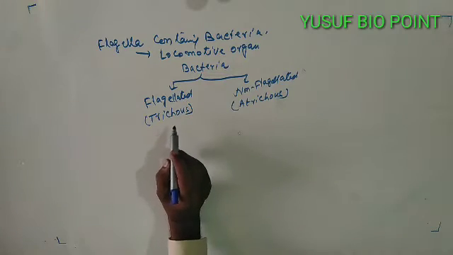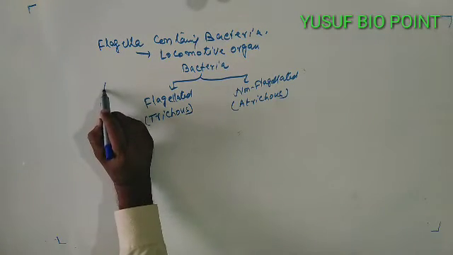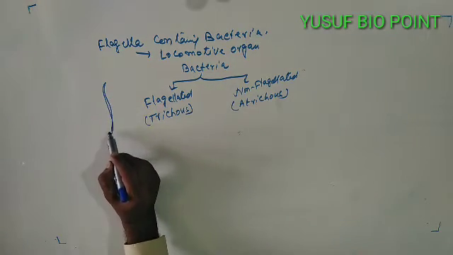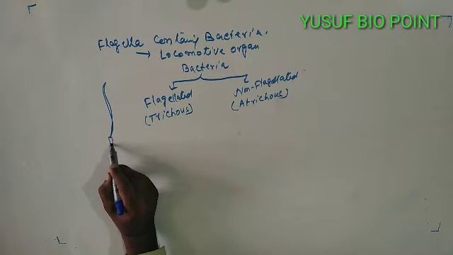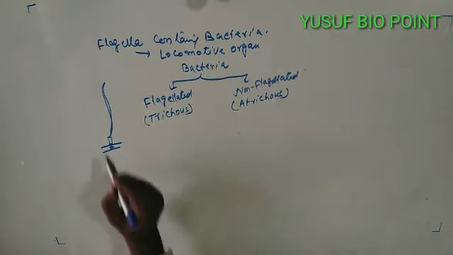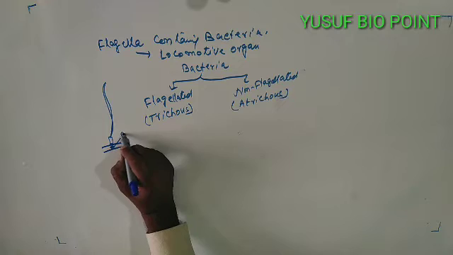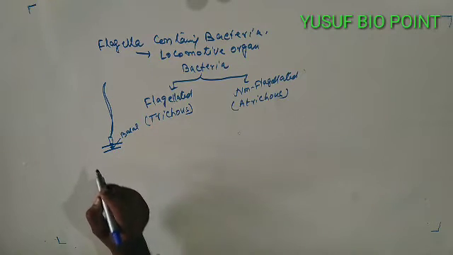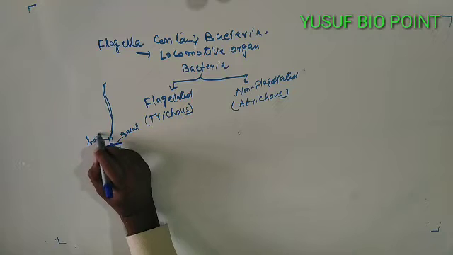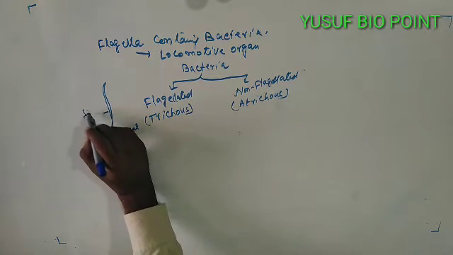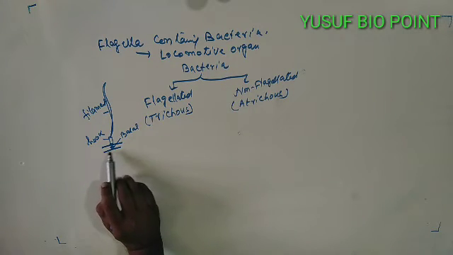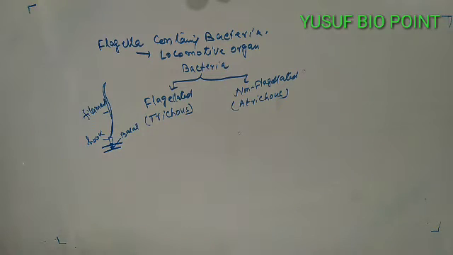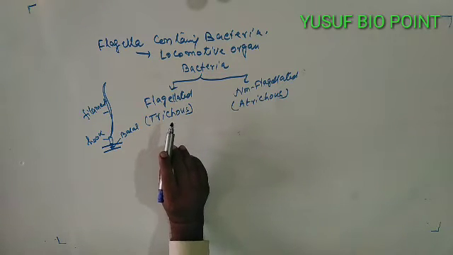And this flagella is whip shaped. It contains three parts: the basal body, the hook, and the filament. This is attached to the body of the bacteria. Now the flagellated may be of the following types.